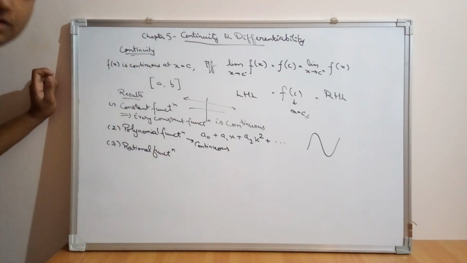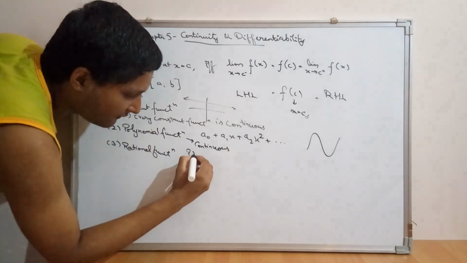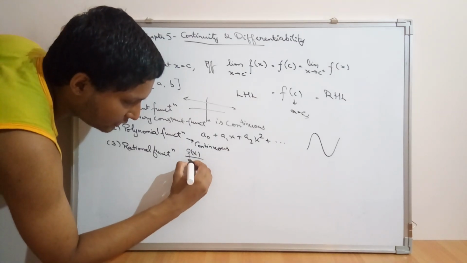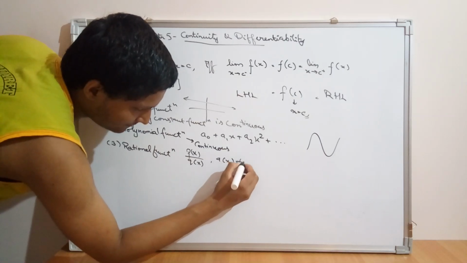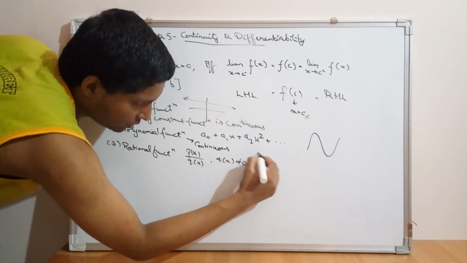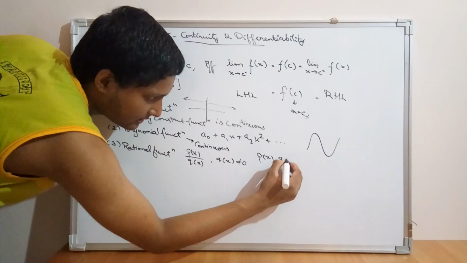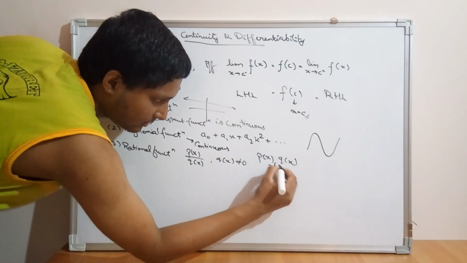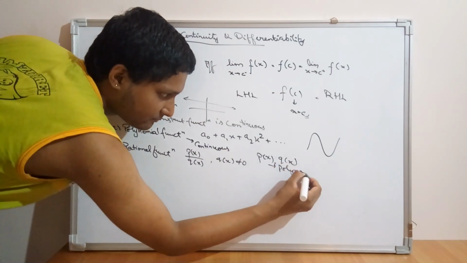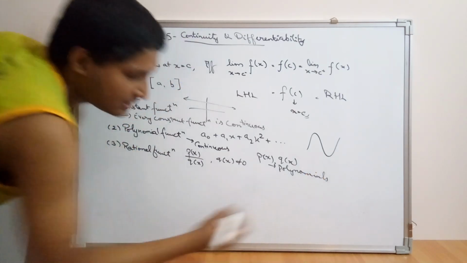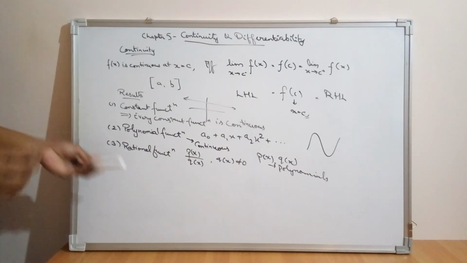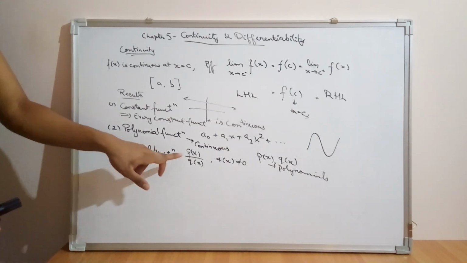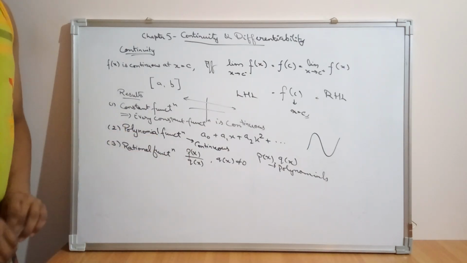A rational function should be p of x divided by q of x, where q of x is not equal to 0, and both p of x and q of x are polynomials. Okay, they are polynomial functions or simply polynomials. This is a rational function. It should be in this form.